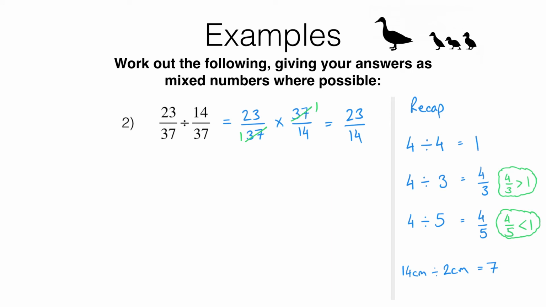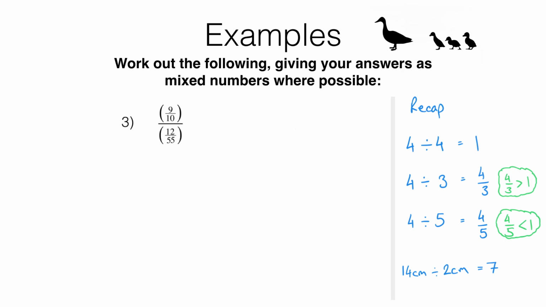Now, we haven't actually finished the question. We need to convert 23/14 into a mixed number, and that is going to be 1 and 9/14. Again, if you're not sure about converting between improper fractions and mixed numbers, you need to go back to topic N1C, part 3.